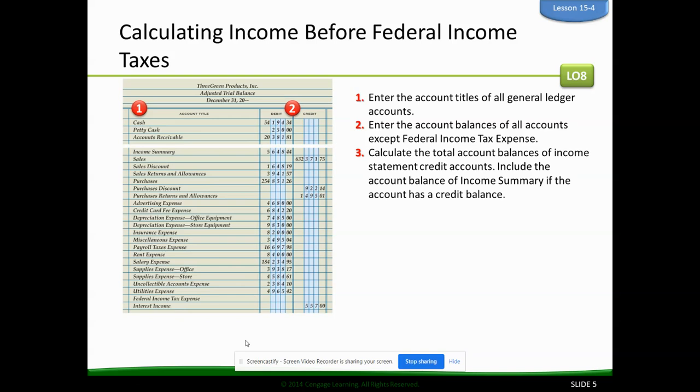We're going to calculate the total account balances of income statement credit accounts. They include the account balance of income summary if it has a credit balance. This could be on either side depending on if our merchandise inventory went up or down. So we want all the credit accounts from income summary on down. So we've got sales, purchases discounts, purchases returns and allowances, and interest income.